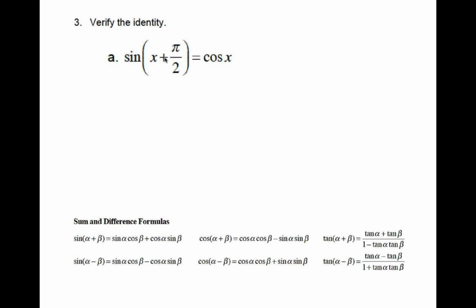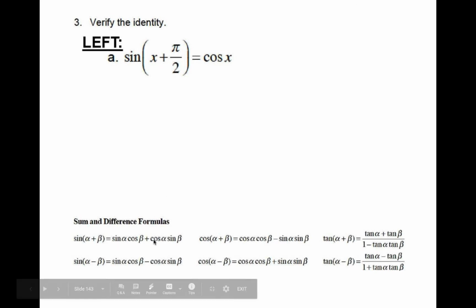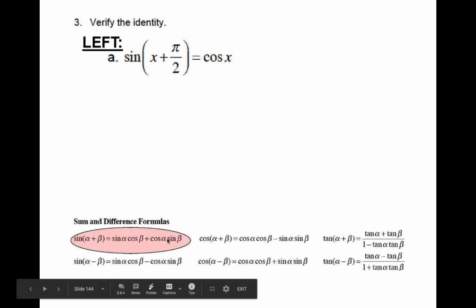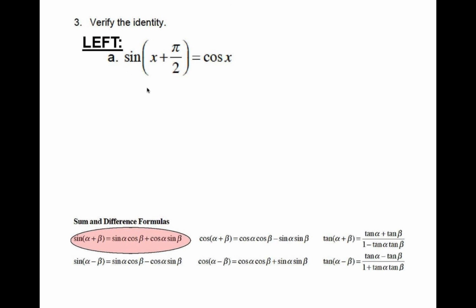All right, number 3, we're supposed to verify the identity. So we're going to prove that the sine of x plus pi over 2 actually equals the cosine of x. Kind of a cool little proof here. So it's the sine formula, and we're adding two angles. So we're going to be doing the first formula here, and we're going to be simplifying the left side. Remember, always say which side you're going to work on.